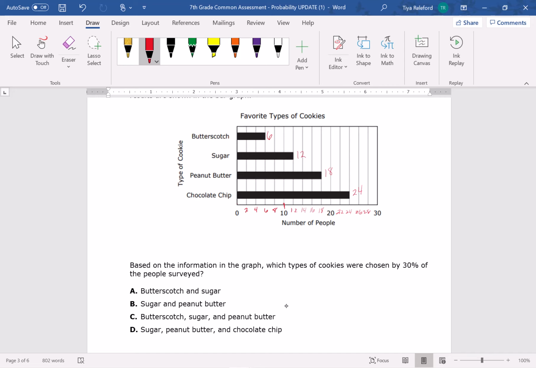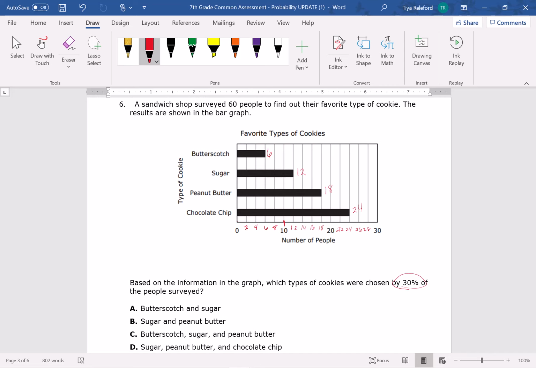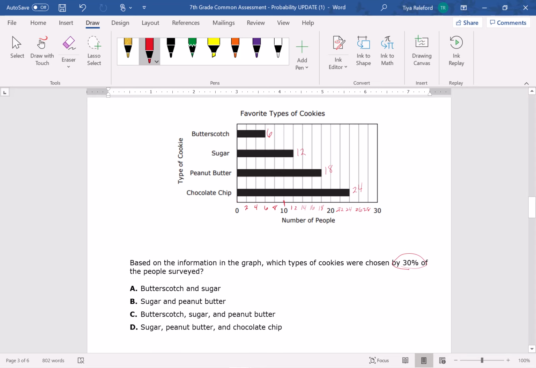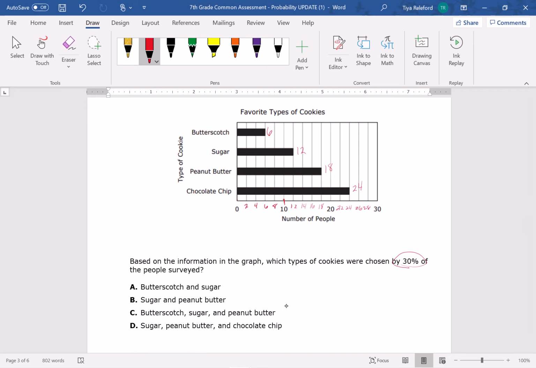Based on the information in the graph, which type of cookies were chosen by 30% of the people surveyed? Now, you can take the time to add 6 plus 12 plus 18 plus 24, or you could just read carefully and see that there are 60 people. Now, percents mean proportions. 30 is the percent. It always goes over 100. And the total number of people is 60.